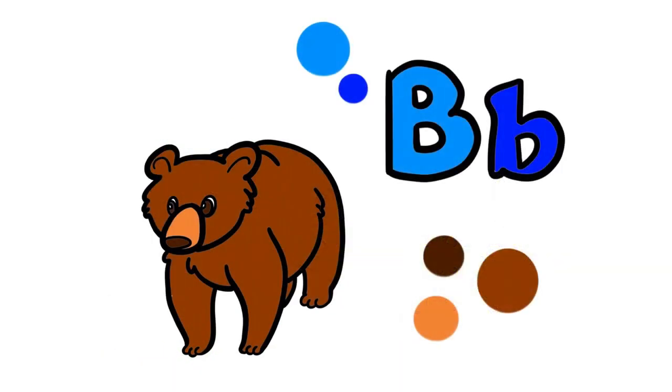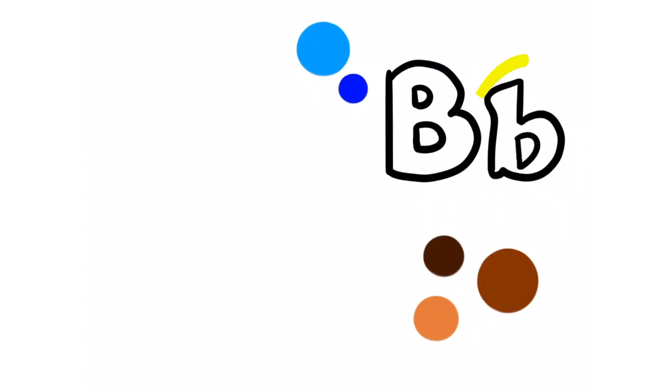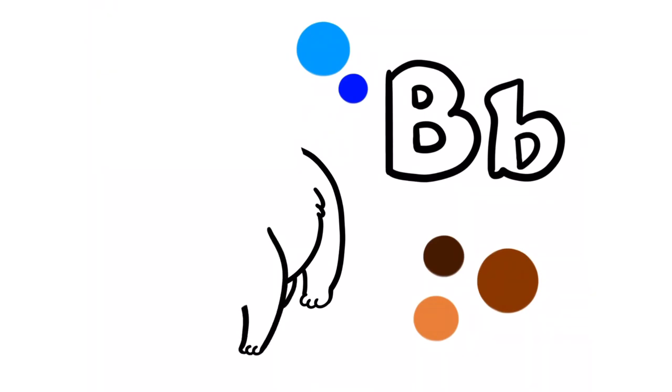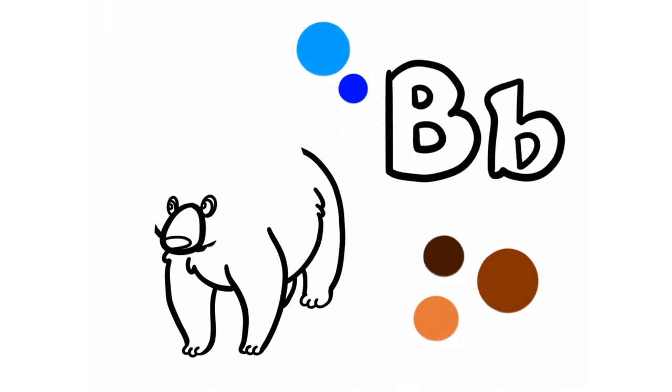Now let's learn the letter B. That's capital letter B. That's lowercase b. What sound does the bear make? Cool!